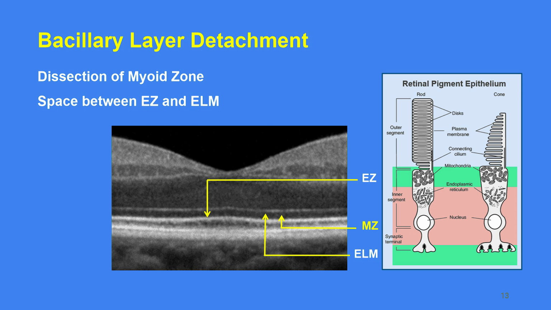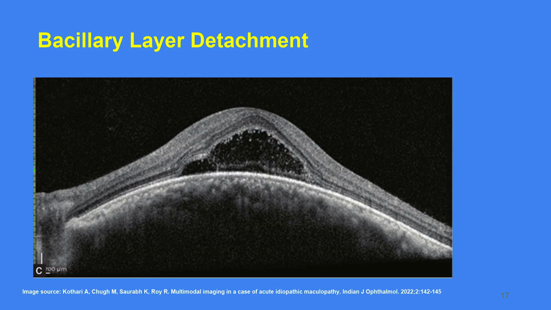Finally, the dissection of this weaker myoid zone is what we call as bacillary layer detachment. The myoid zone is part of inner segment. Therefore, in other words, we can also say that bacillary layer detachment is splitting of retinal layers at photoreceptor inner segment myoid. Now, let us see an example of bacillary layer detachment.